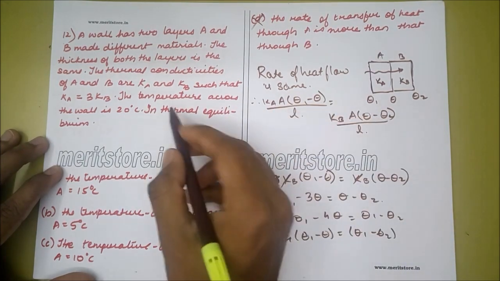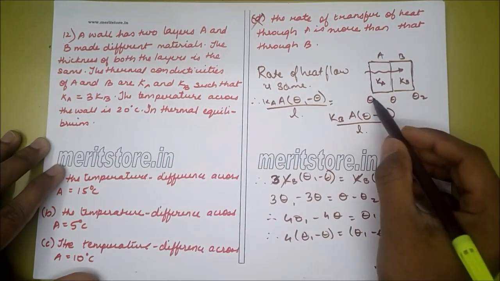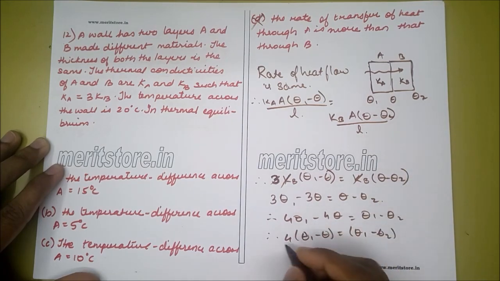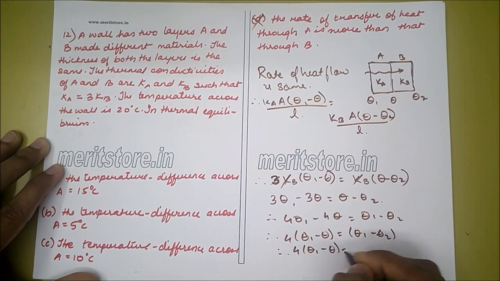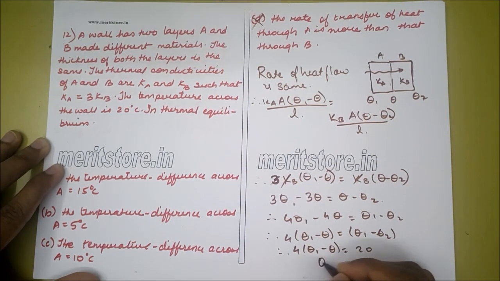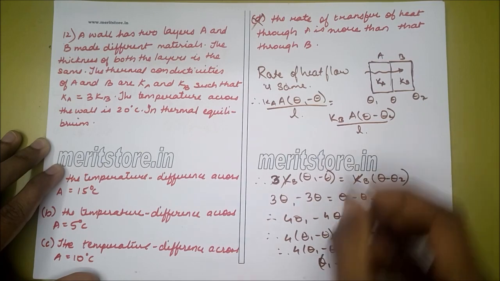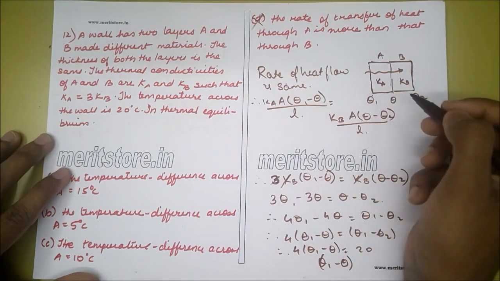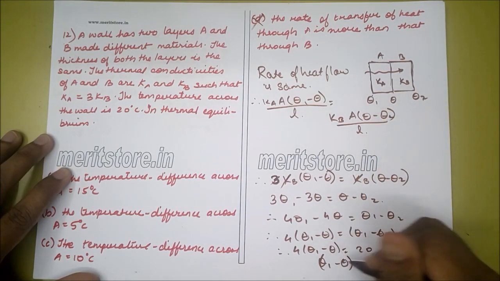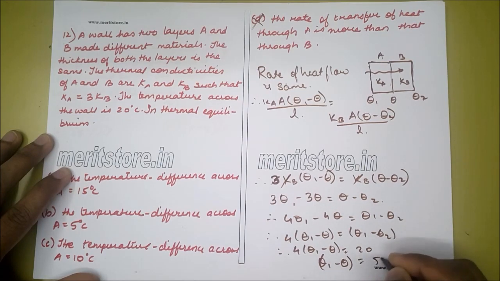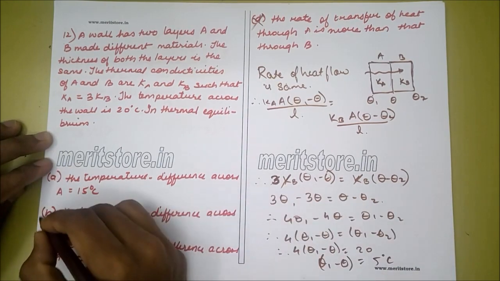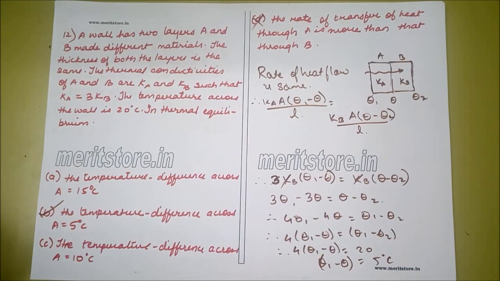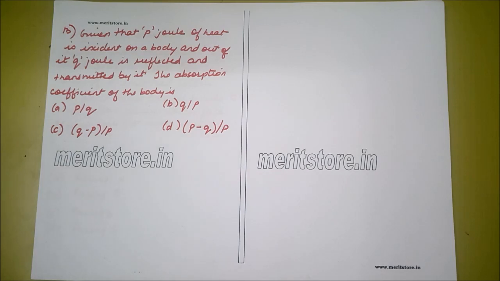Now the temperature difference across the wall, that is theta 1 minus theta 2, is given as 20 degrees Celsius. So 4 times theta 1 minus theta is equal to 20. So theta 1 minus theta is the temperature difference across the wall A. So theta 1 minus theta is 20 upon 4, that is 5 degrees Celsius. Hence option B, temperature difference across A is 5 degrees Celsius. That's the correct answer.